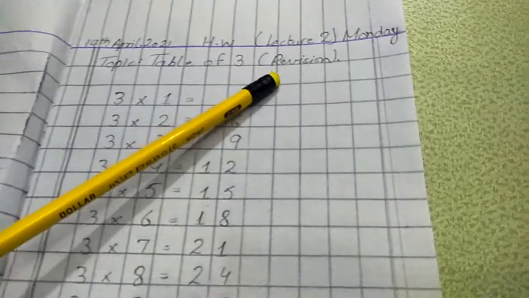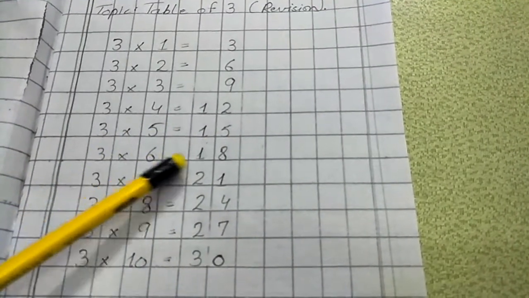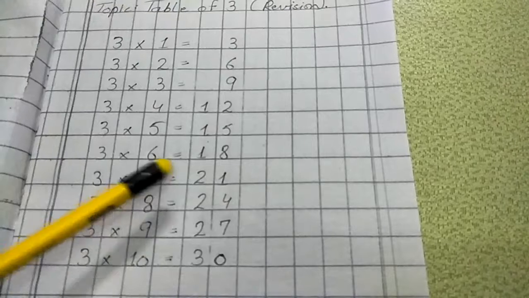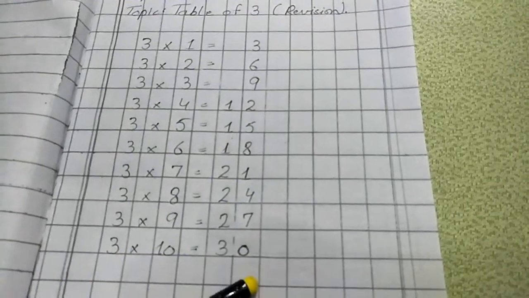We have to revise the table of 3. Let's revise together. 3 1s are 3, 3 2s are 6, 3 3s are 9, 3 4s are 12, 3 5s are 15, 3 6s are 18, 3 7s are 21, 3 8s are 24, 3 9s are 27, and 3 10s are 30. Very good. Like this you have to do your work. You have to draw your margin lines and make sure your work is neat and clean.